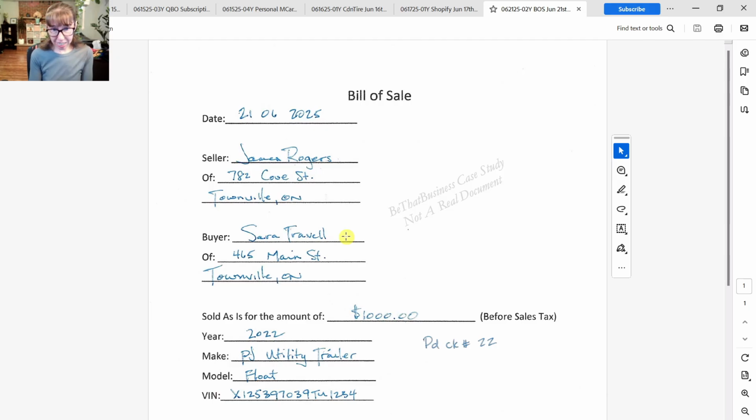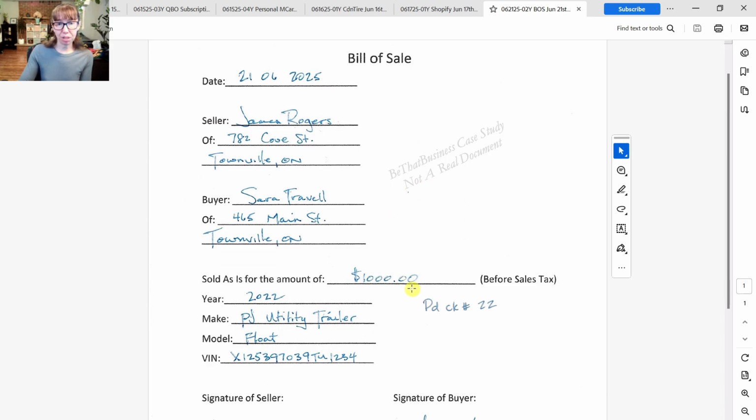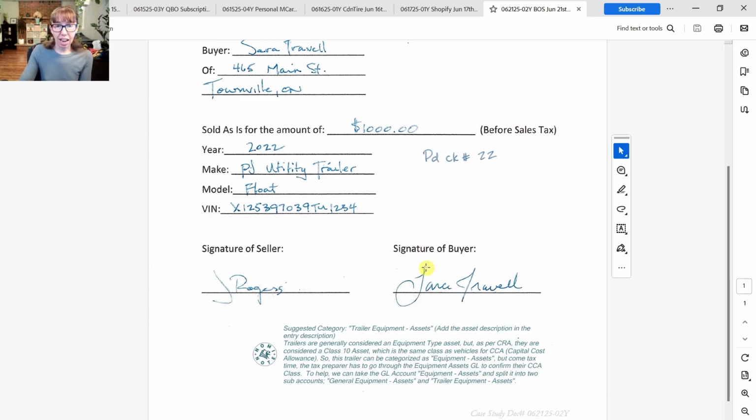Sarah is the business. So it was good for her to have her name on here because she needs to get plates for this, right? And we're in Ontario, so she'll need to go to MTO and get plates. But in the meantime, we can put this purchase in. We can see that there's a check. It's for $1,000. And what makes this extra interesting is that a trailer, as per CRA, for tax purposes, is considered a Class 10 asset.